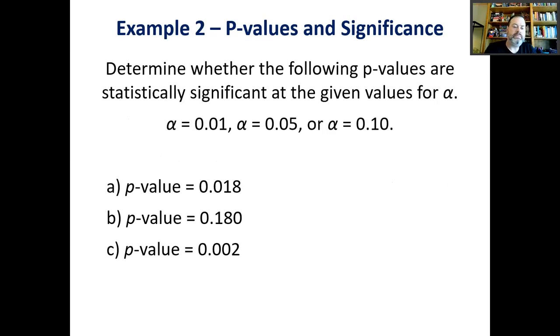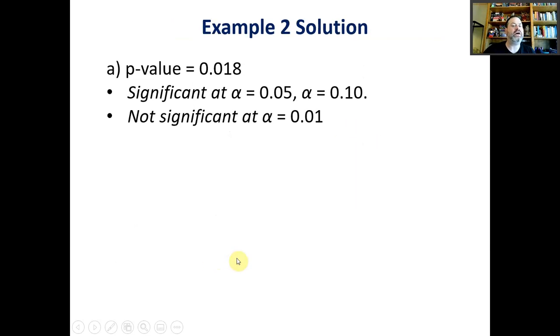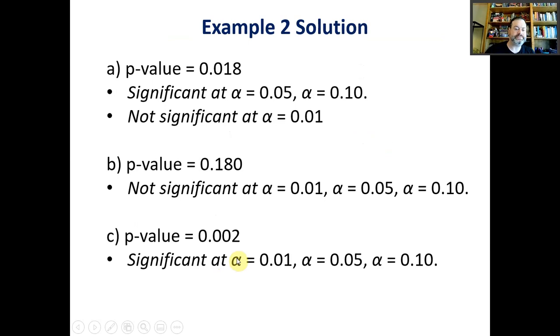Last one, p-value of 0.002. Is that significant at any of the alpha levels? Well, you can see that this number is smaller than all of these, so that means 0.002 is significant at all of the levels. And that's the way these go on the homework.